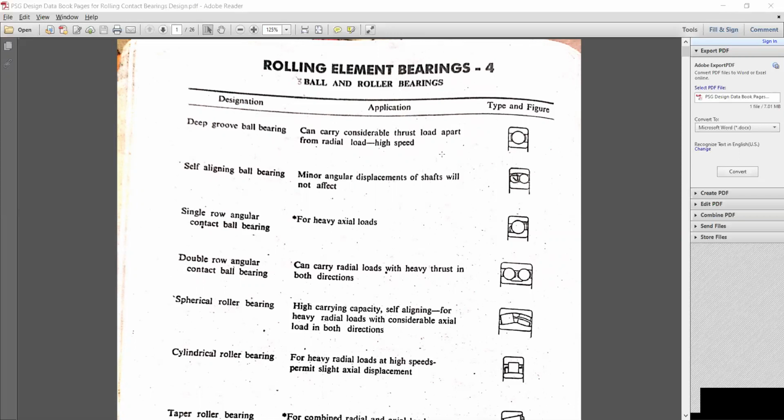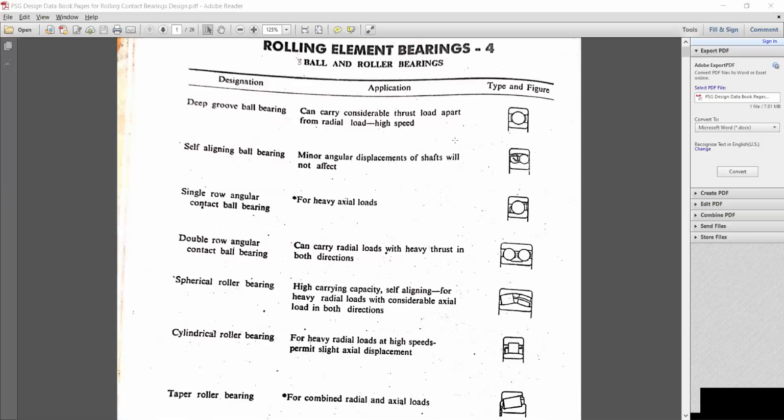Okay, so initially we will first discuss the design data book. PSG page number 4, or you can say chapter number 4, which is solely dedicated to rolling contact bearings. Here on the screen, the first page of rolling contact bearings is given. So here the roller and ball bearings are provided.